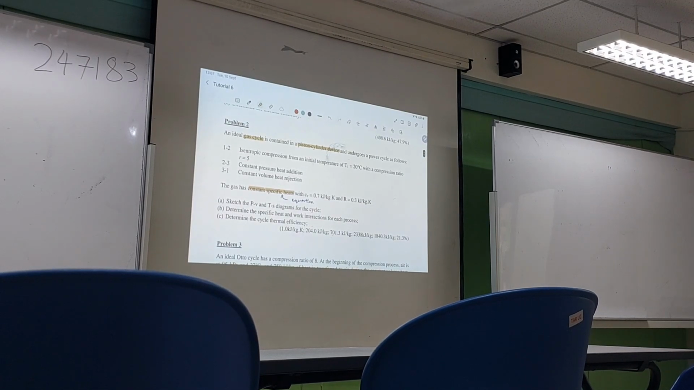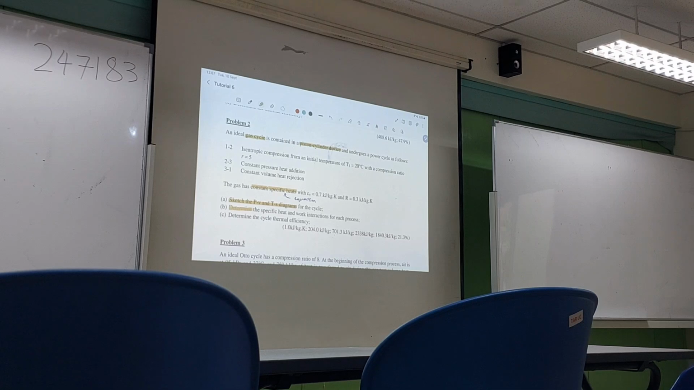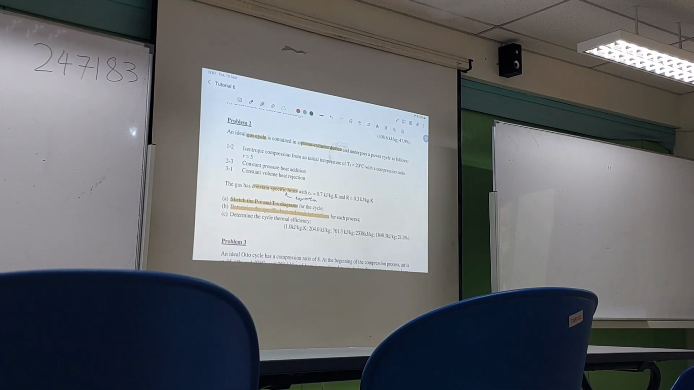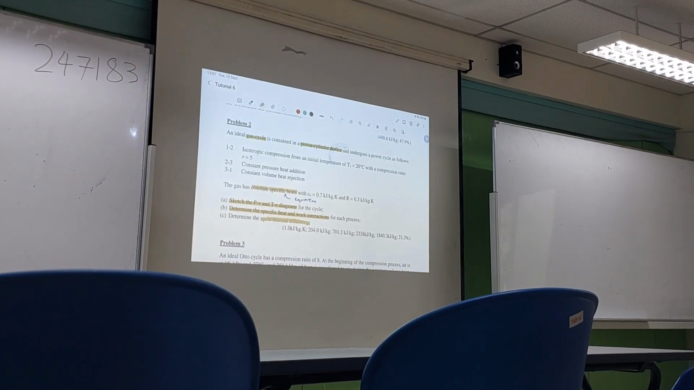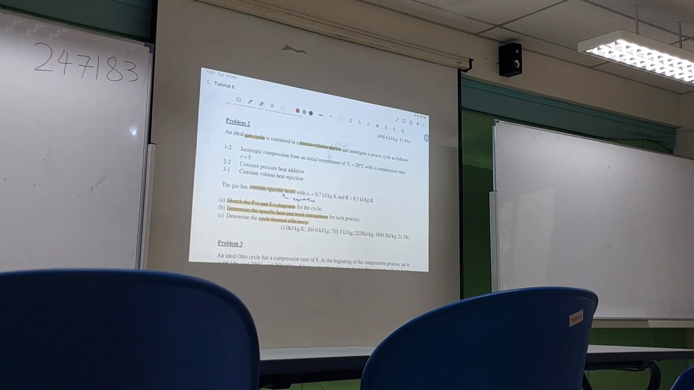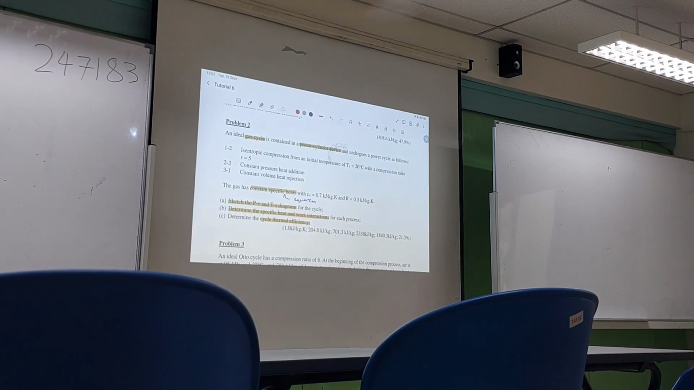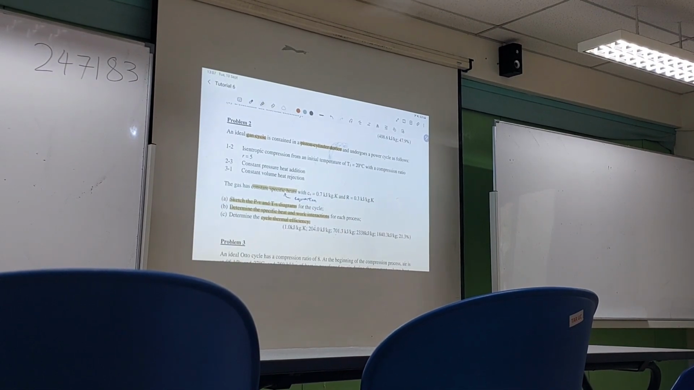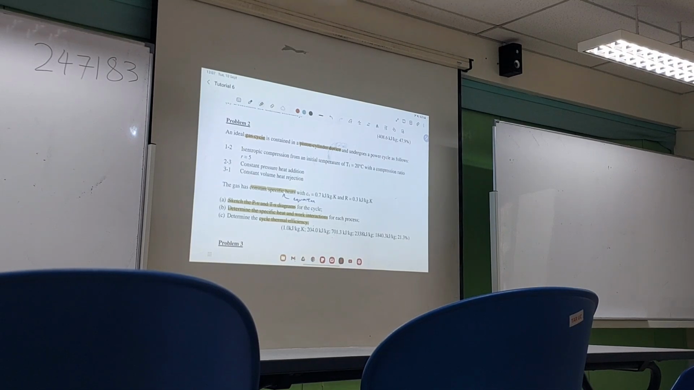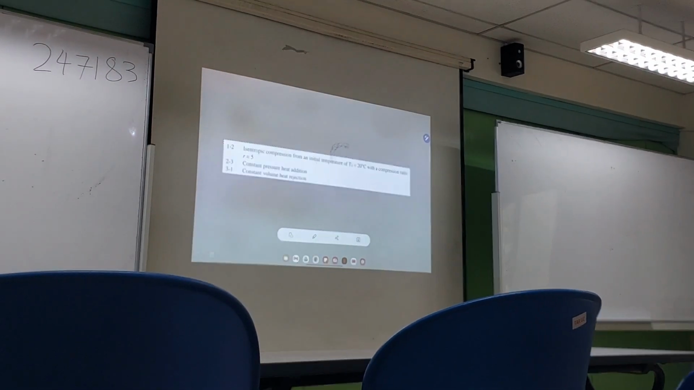So this question here asks you to sketch the PV and TS diagram, determine the specific heat and work interaction for each process, and lastly the cycle thermal efficiency. So technically speaking, we don't really need a question because it basically just asks you to find everything. Let's just take down the processes that take place here.